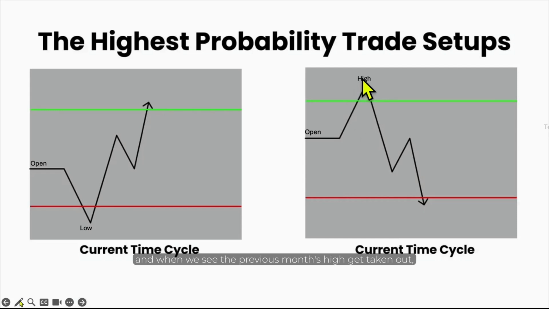And when we see that previous month's high get taken out, we anticipate that we're going to form a smart money reversal right here to draw towards that previous month's low. This is again the purge and revert model explained, and this is, in my opinion, the highest probability trade setup, because you need to understand that this right here shows to you that true manipulation has taken place, and after true manipulation we can anticipate that distribution is going to take place.